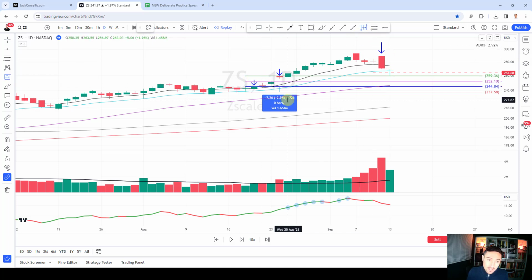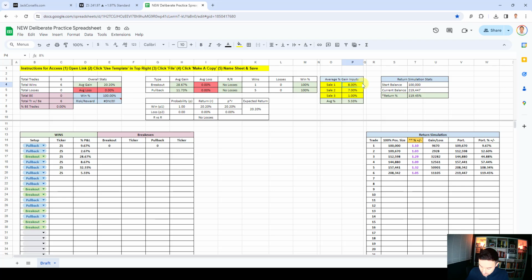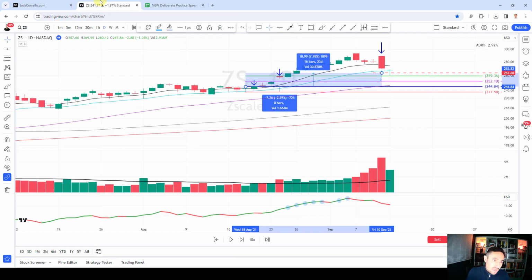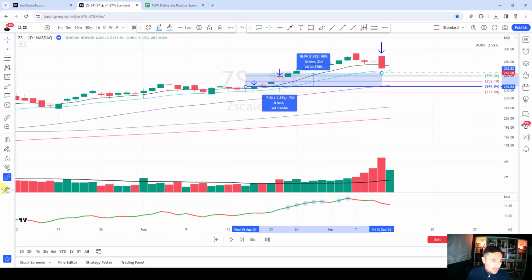So initial stop loss of 3%, so we're free rolling at 6%. So we've got 6%, we've got 10% and 7. So 6, 10 and 7. So we go 6, we go 10, and then we go 7 like that, and that's going to be more of a breakout buy. So let's go and put that in as a breakout buy. We go Z scalar, we go 7.67%, like that.